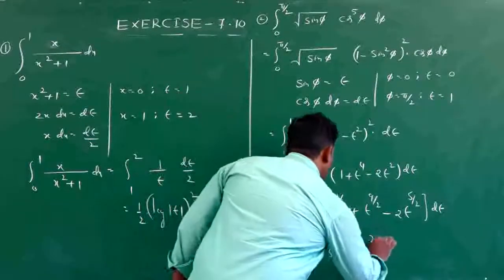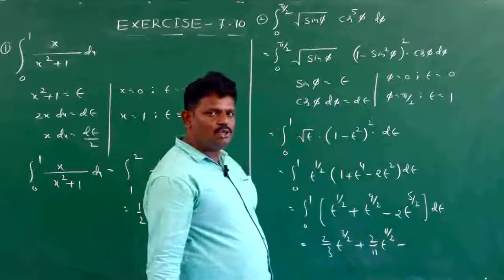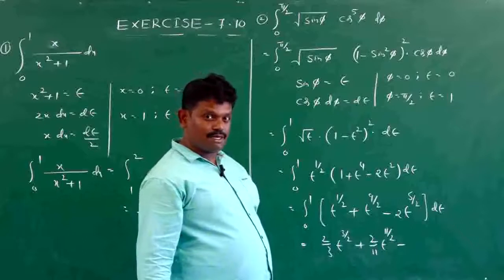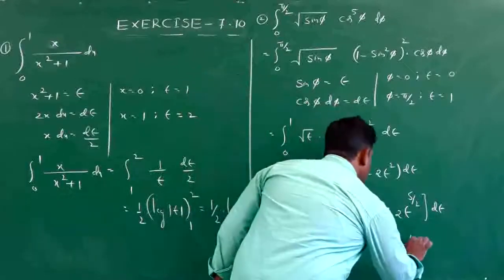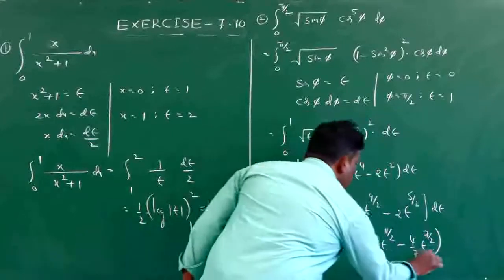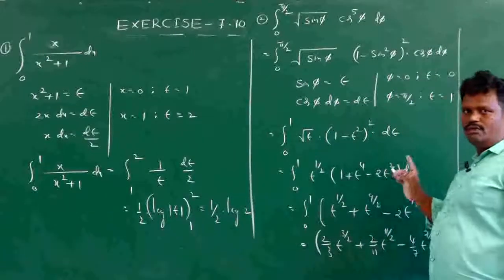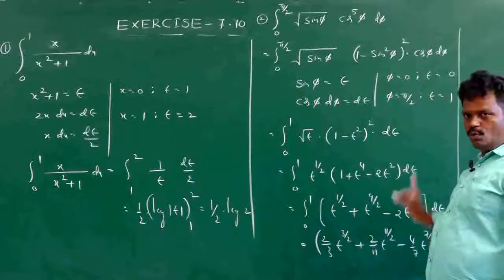11 by 2 means 2 by 11 t power 11 by 2, minus 2 into 5 by 2 means 5 by 2, plus 1 7 by 2. 7 by 2 means 4 by 7 t power 7 by 2. Limits, what, here 0 to 1 value.